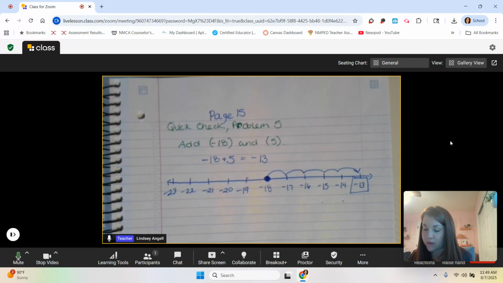So go ahead and go through your lesson. Take your time. Don't just click through everything. That's not helpful. Okay, take notes along the way. You need to turn in your practice on page 14, and you need to turn in the quick check on page 15 in order for you to mark the lesson complete.